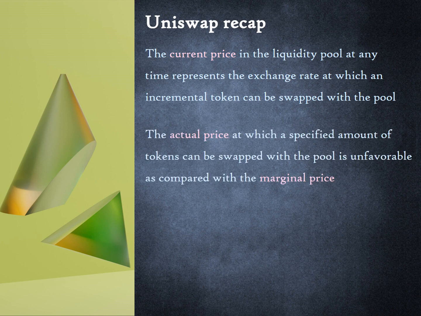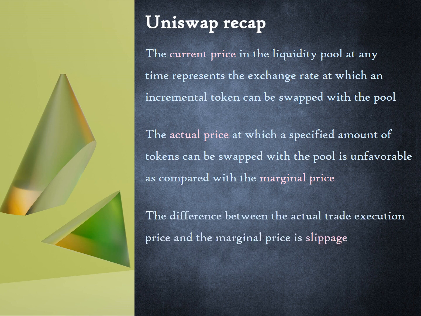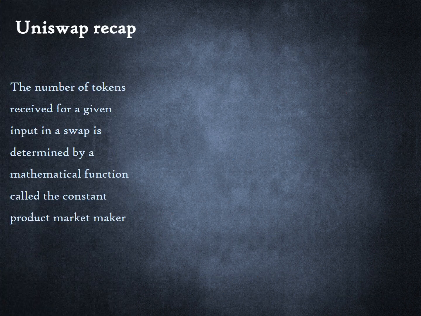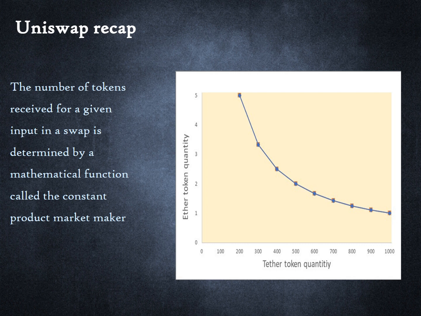The actual price at which a specified amount of tokens can be swapped with the pool is unfavorable as compared with the marginal price. The difference between the actual trade execution price and the marginal price is called slippage. Greater the inventory within the liquidity pool in relation to the traded amount, lower the slippage associated with a trade. The number of tokens received for a given input in a swap is determined by a mathematical function called the constant product market maker. The function can be represented graphically as shown here.